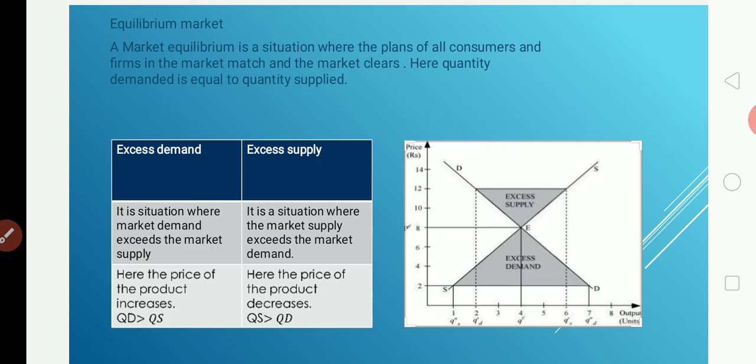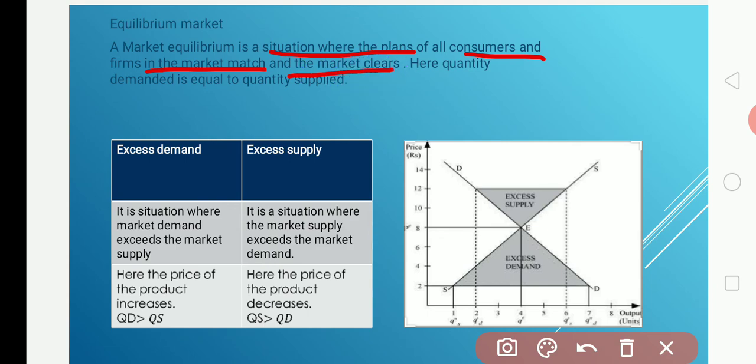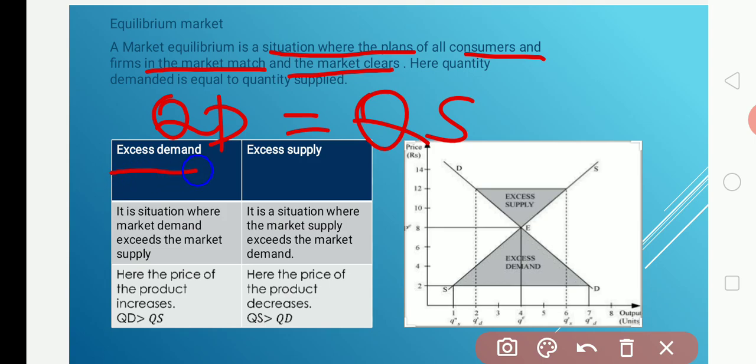So a market equilibrium is a situation where the plans of all consumers and the firms in the market match and the market will be clear. So here quantity demanded is equal to quantity supplied. Okay, now we will see about the excess demand and excess supply. First let us see what is excess demand.